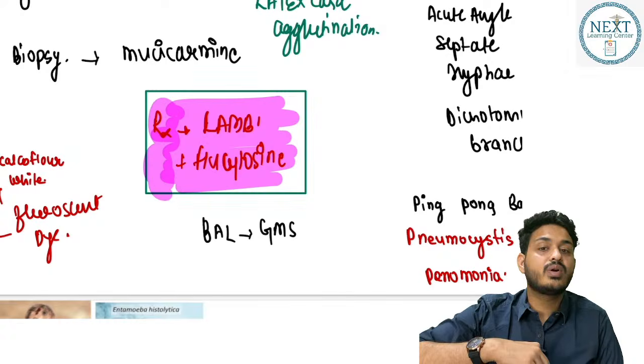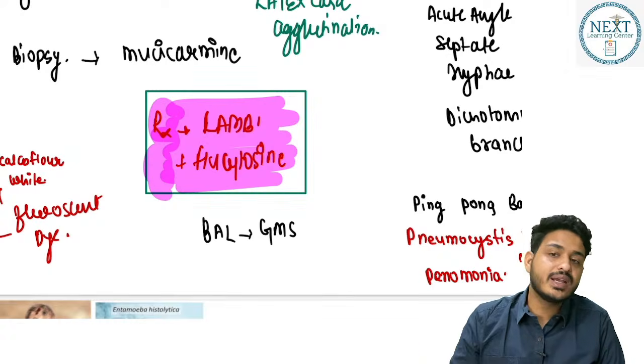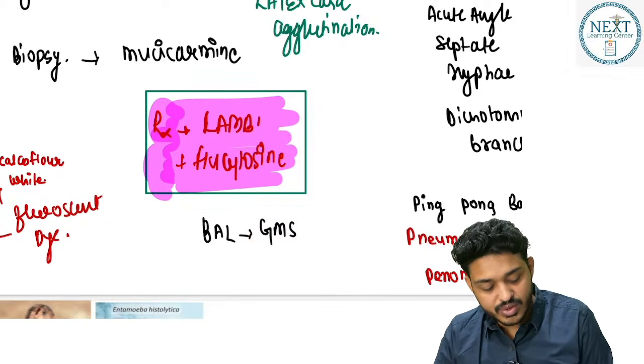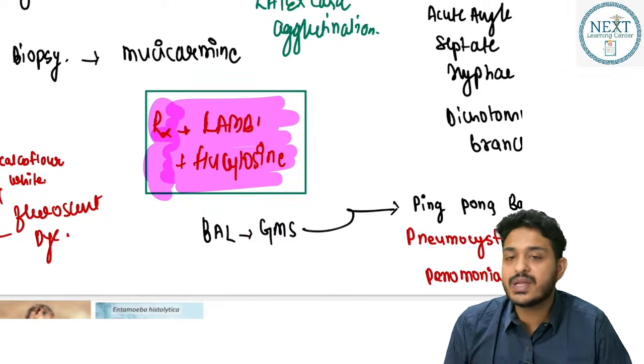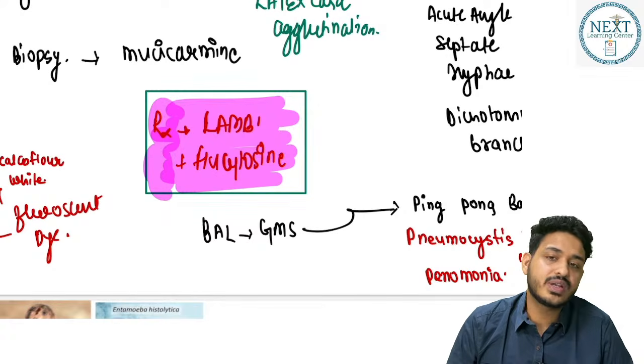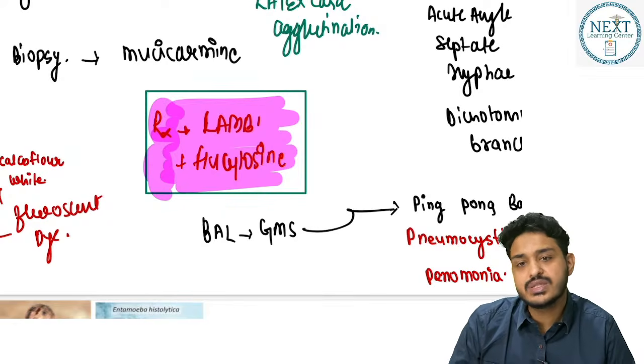We are entering through the bronchus, we are doing endoscopy, right? And we are going to take out this sample. We are going to put this sample under GMS. You are going to get what? Ping pong ball appearance is going to be there, and this is going to give you a confirmed diagnosis of what? This is the case of pneumocystis jirovecii pneumonia.